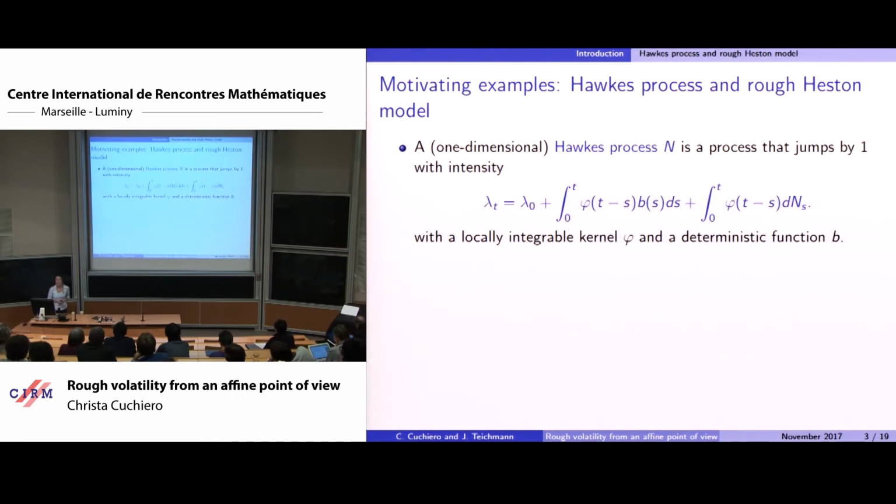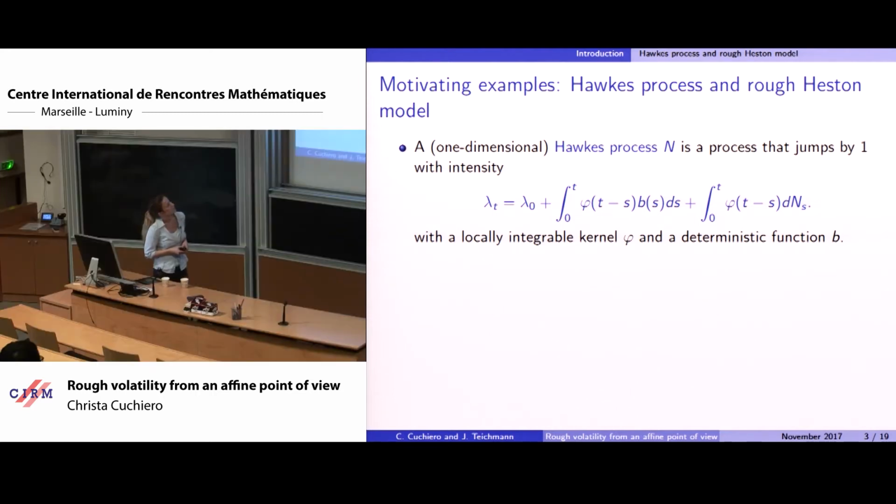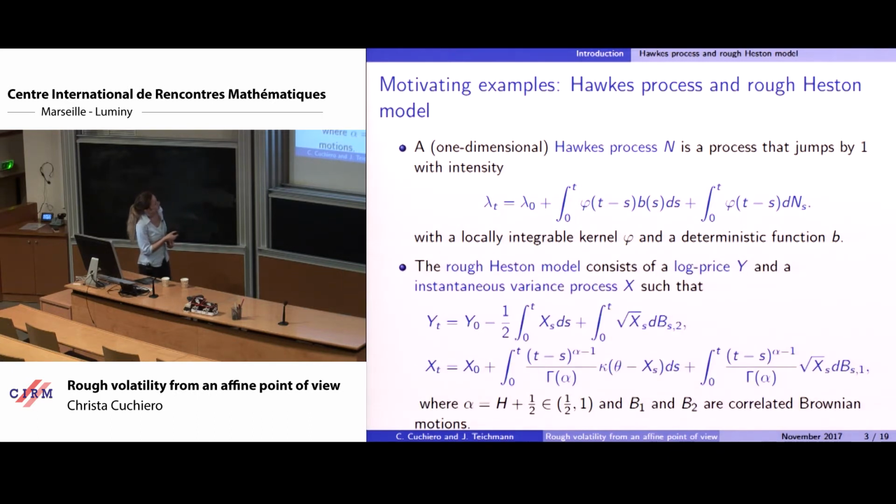Okay, so here are the motivating examples, namely the Hawkes process. This is only to fix the notation. The Hawkes process, denoted by N, is a process that jumps by one with the intensity given by this lambda. And here we already have this convolutional form. We have the base intensity lambda zero, then something deterministic, a deterministic function b convolved with a kernel phi, and this same kernel appears here, where this is an integral against the Hawkes process N.